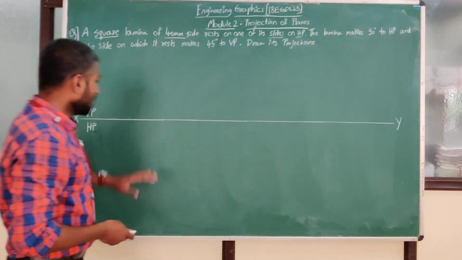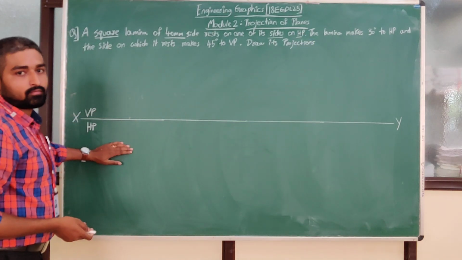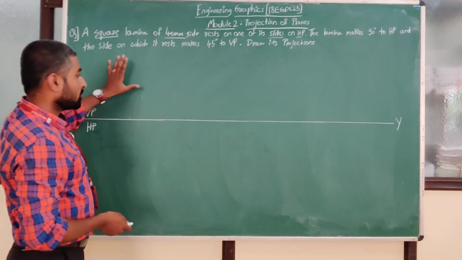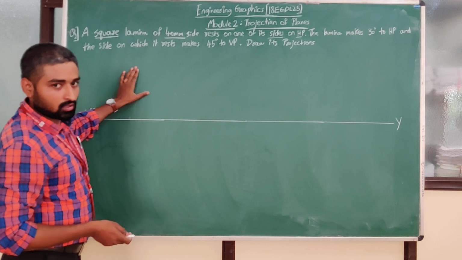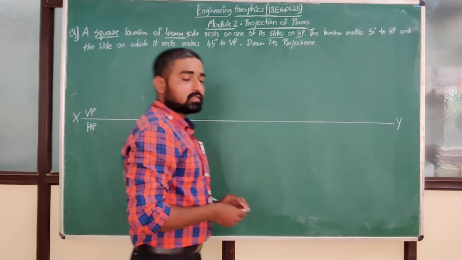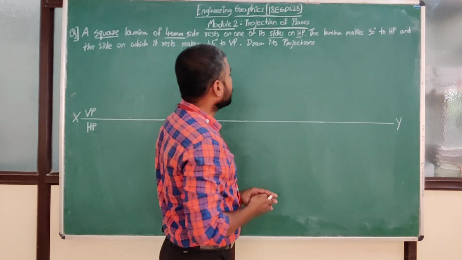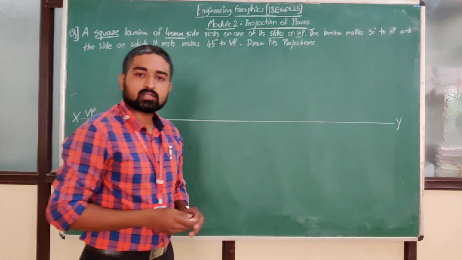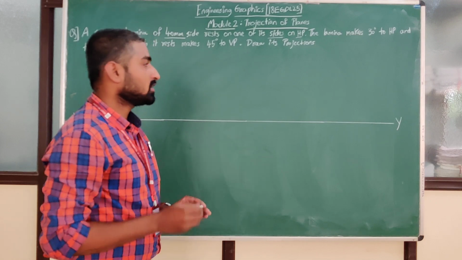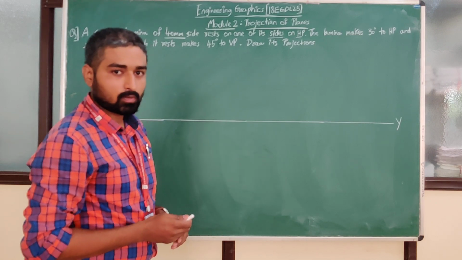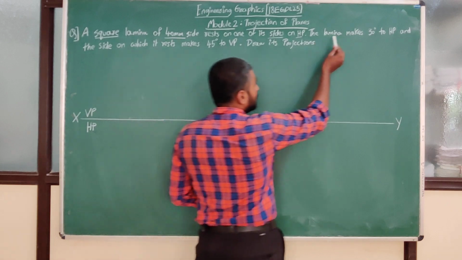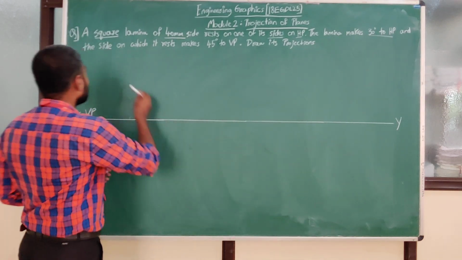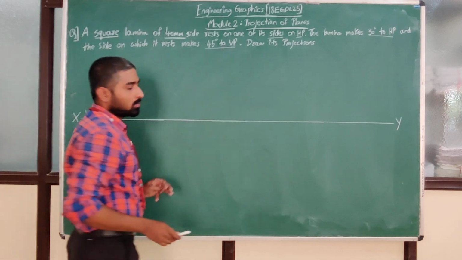Resting on HP means here we have VP and here we have HP, so we are going to draw in the section above the XY line. The next thing we are going to consider is the inclination with respect to HP and VP. The inclination will be given in each and every question of the projection of planes topic. Here the lamina makes 30 degree to HP, and it is making 45 degree to VP.